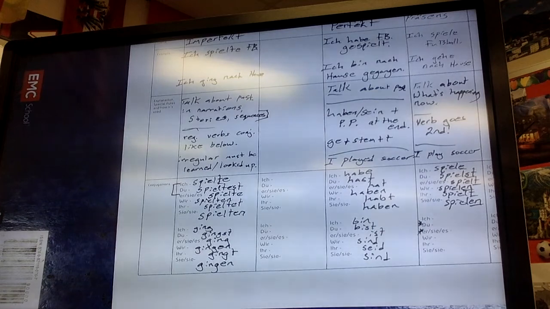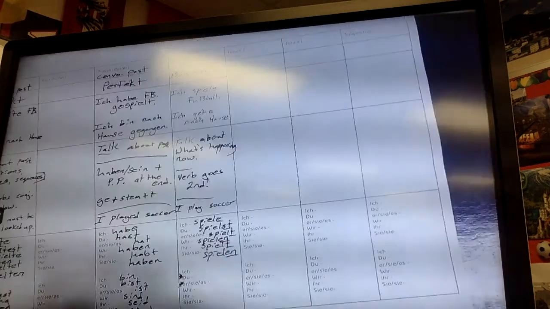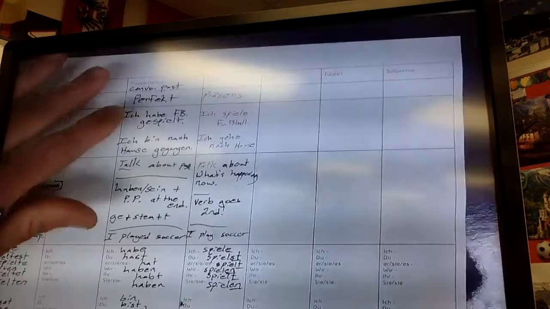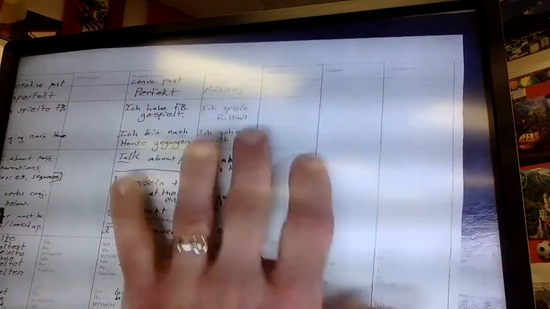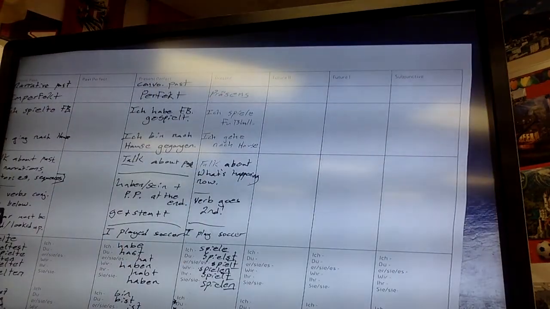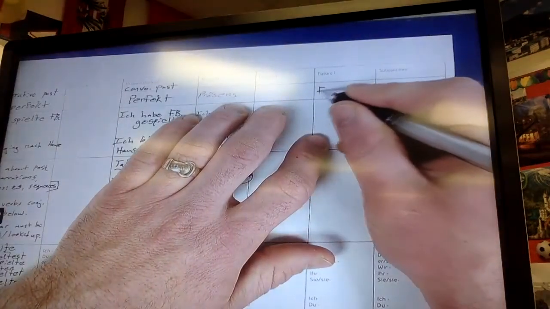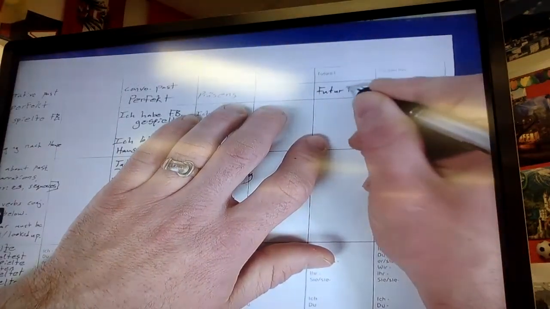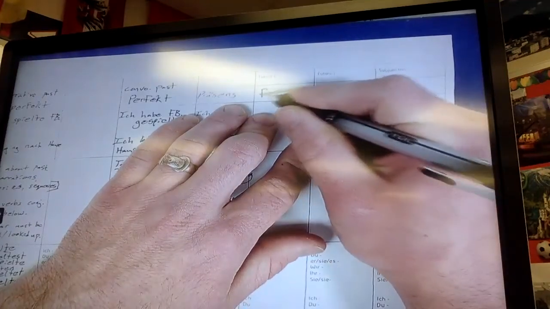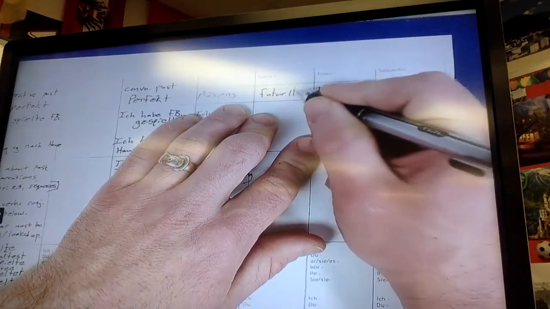Now let's go to the future. The future is a little bit easier. I'm talking about future one. There are 2 futures. There's future 1 and future 2. Future 1 is simply just putting things into the future. And in German, they call that Futur eins. And future 2.